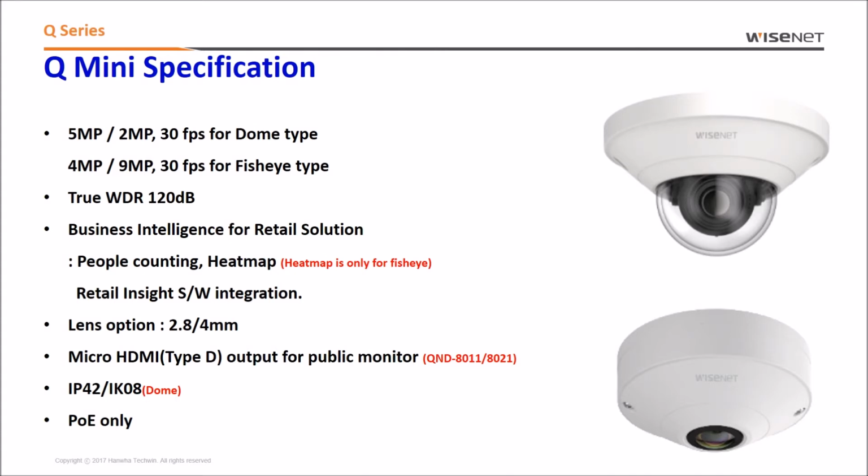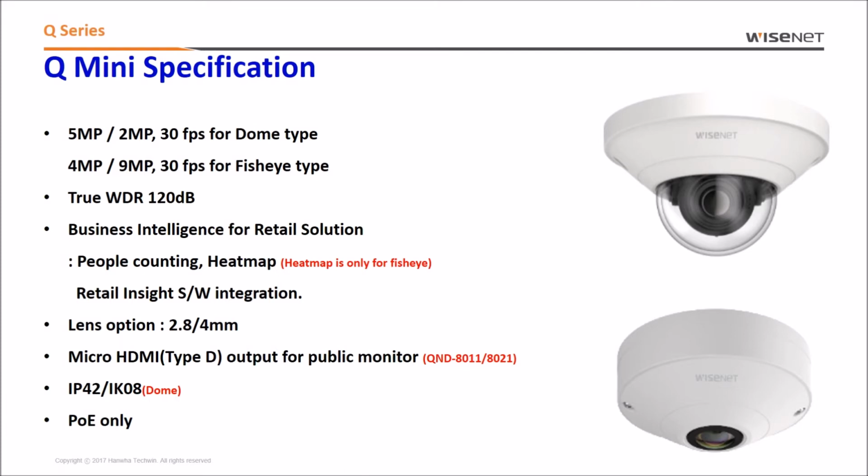Since this Q Mini series is designed for the retail vertical, it supports business intelligence video analytics, which are people counting and heat map. But please be careful, the heat map function is only supported by the fisheye type, not the dome type. So if you want to have heat map and people counting in one shop, you need to install one fisheye in the middle of the ceiling and one dome camera at the entrance of the shop. Also, with these Q Mini cameras, you can integrate very easily with our Wisenet Retail Insight software. I'm going to show you this in the Retail Insight session.